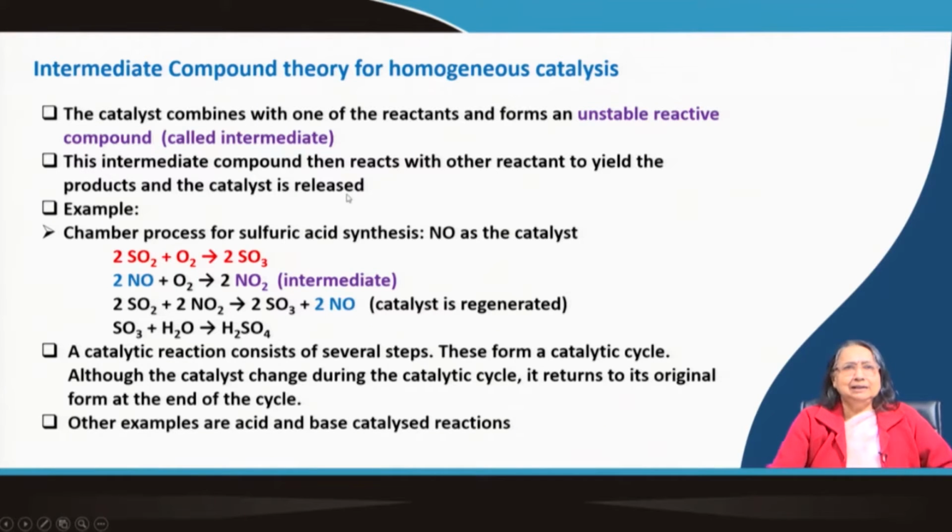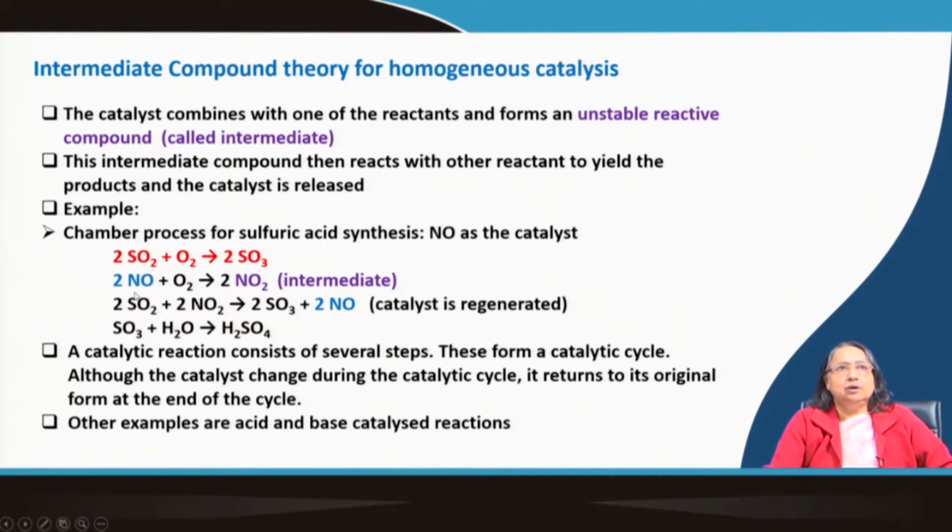Okay. Similar thing we have seen in the last example, right. Here is the lead chamber process that I already discussed, the sulfuric acid synthesis, where nitrogen oxide is used as a catalyst. Here it is nitric oxide. You see this is the main reaction, sulfur dioxide reacts with oxygen to give sulfur trioxide. For this reaction NO is used as the catalyst.